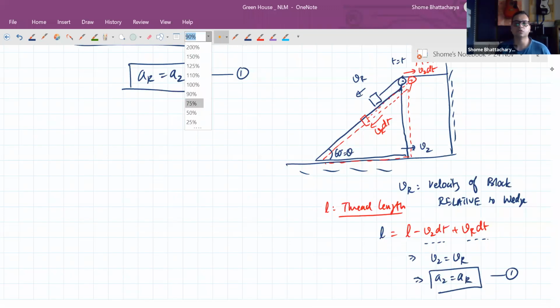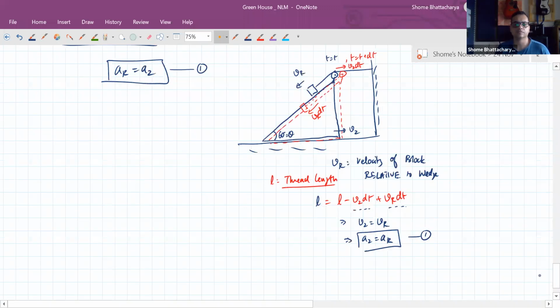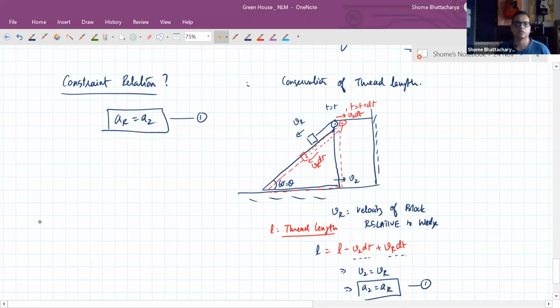Make a note of the constraint relation first. Next, after the constraint relation, the second and third equations come from free body diagrams. Your unknowns will be tension, A relative, and A. So three unknowns will require three equations. One equation is coming from the constraint relation. The other two will come from the free body diagrams.